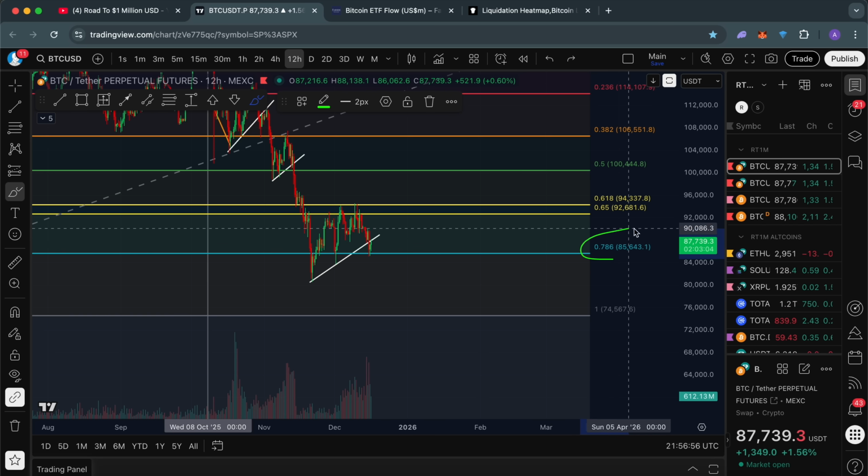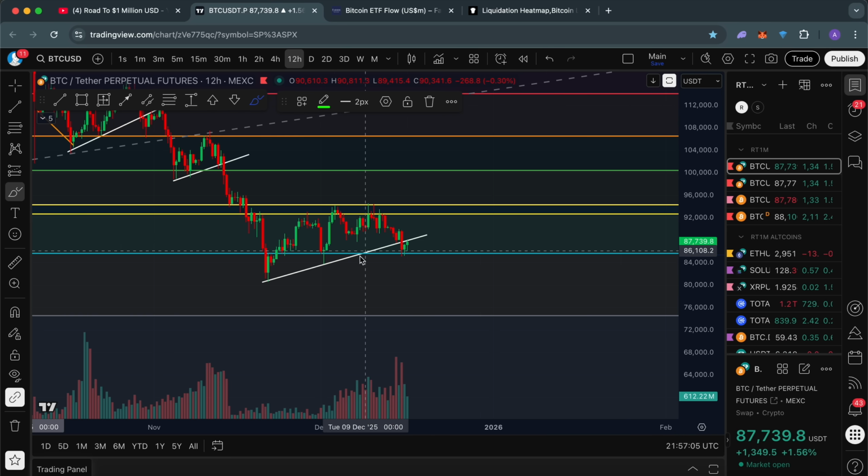So next, taking a look at the 12-hour time frame, so far we're still seeing a bounce from this 0.786 Fibonacci level sitting at 85.6k. I also have this ascending trend line here because I do think it is going to be important to see a candle close above this ascending trend line.